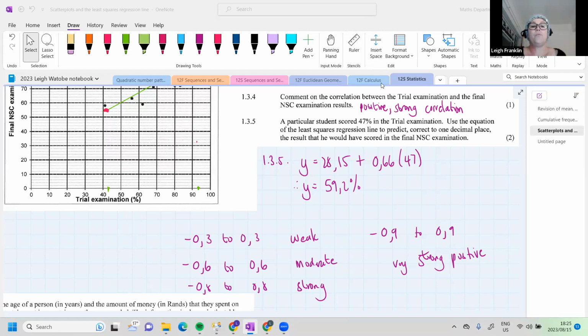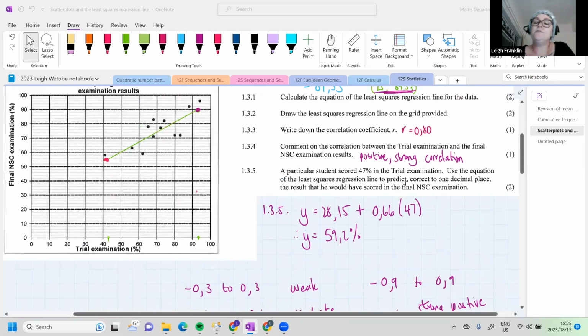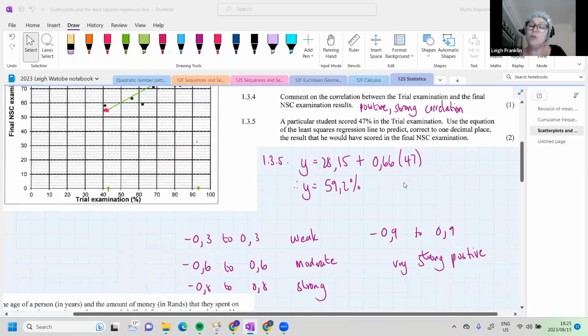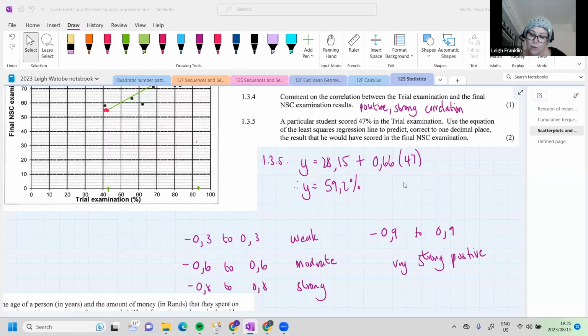On the correlation part, aren't we supposed to say it's a positive, strong linear correlation? Yes, that's why I've said here it's a positive, strong correlation. You're only going to do linear correlations, so you don't have to use the word linear, but you do need to comment on whether it's positive or negative and the strength of the correlation. So you have to say negative weak correlation or very strong positive correlation. All right, ma'am. All right, Kamagelo.